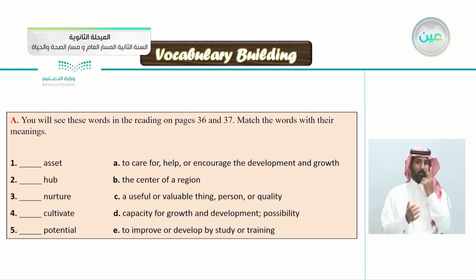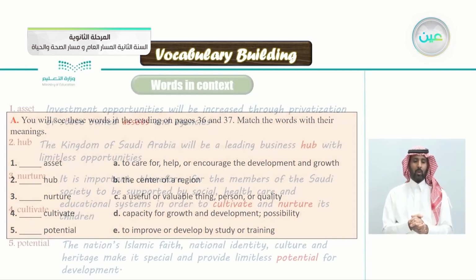You will see these words in the reading on pages 36 and 37. Match the words with their meaning. So we have 5 words and 5 meanings here, and we will be matching them together with the correct meaning. Asset, hub, nurture, cultivate, and potential. So here we have 5 words. We have to connect them with their correct meanings.